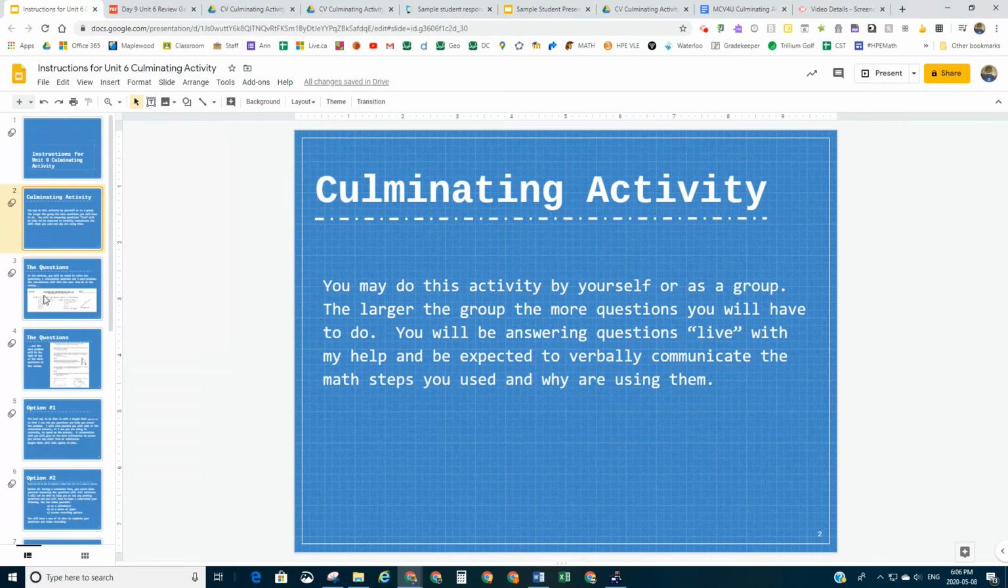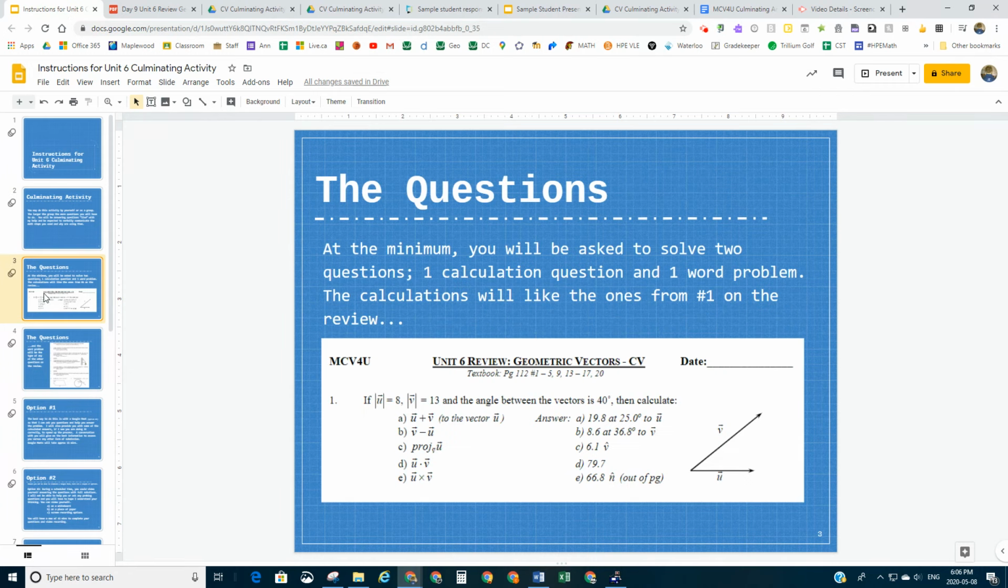But what I'm going to do is you're going to have to do a minimum of 2 questions. One is going to be a calculation question, and the other is going to be a word problem. The calculation question will be like the ones from number 1, where I'm going to give you a different, not this one, but a different pair of vectors, and you'll have to add them together or subtract them or do the dot product and cross product. Dot product and cross product are from this week.